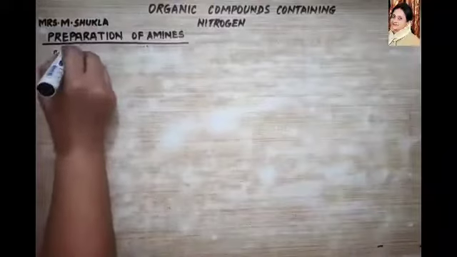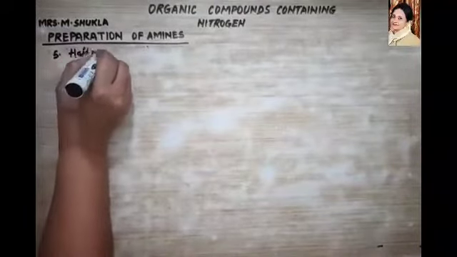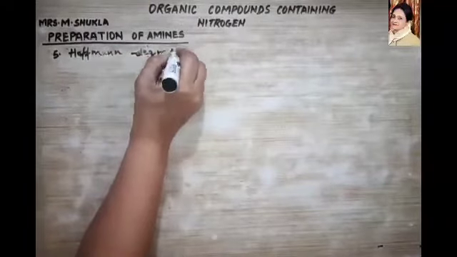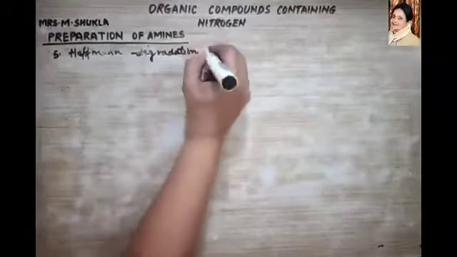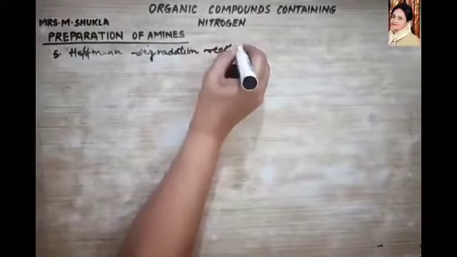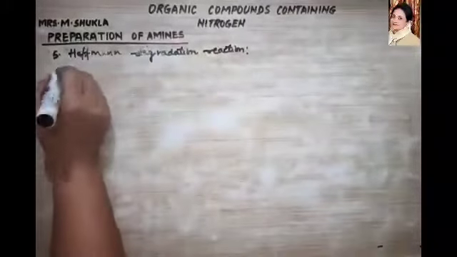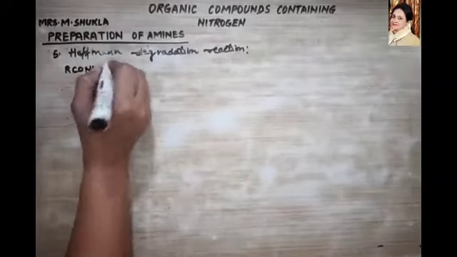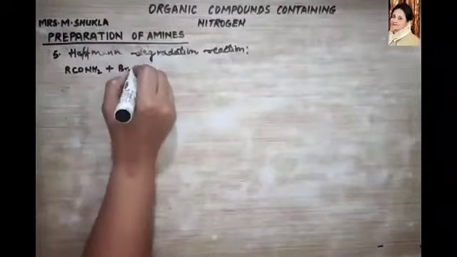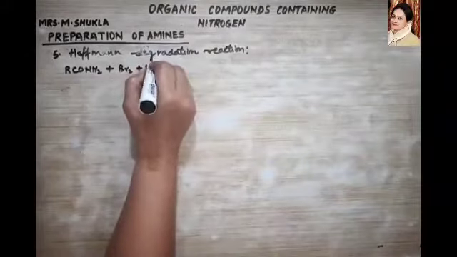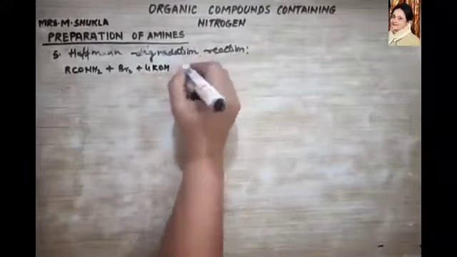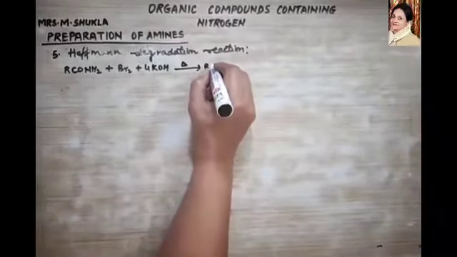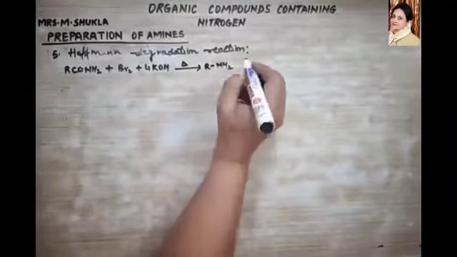Yes, the fifth reaction is Hoffman degradation reaction. Okay, now in this we take the amide, that is RCONH2, and it is treated with bromine in the presence of KOH, right? And this, when heated, forms your primary amine, that is RNH2.